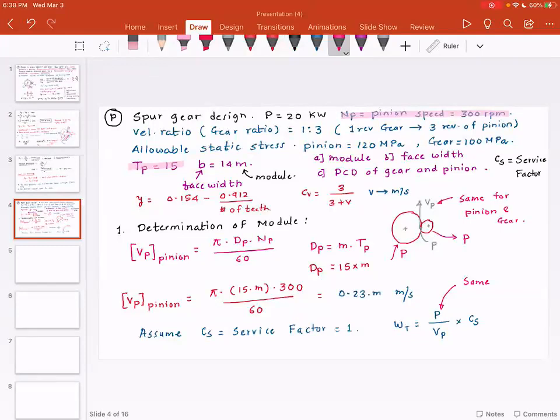So it doesn't matter what value you choose, you are going to get the same value of WT. In this case, I'm going to substitute the values that we already found out: 20, I will convert this power into watts, 20 times 10 to the power 3, divided by 0.23 m multiplied by 1. That gives me the value of WT. Now, with this WT, what I need to do is use the gear tooth loading equation to find out the actual module.